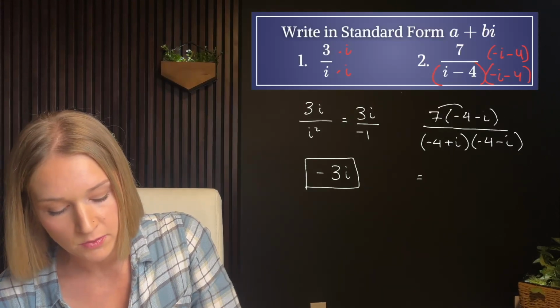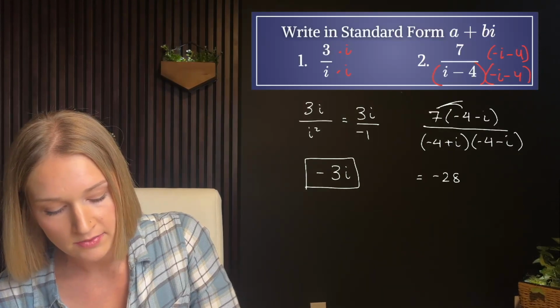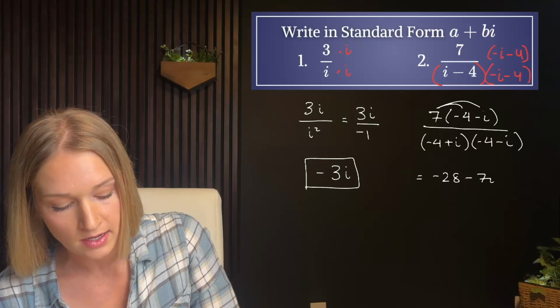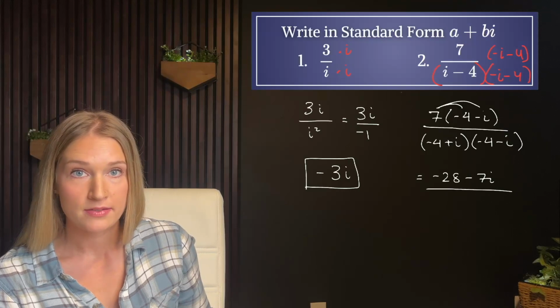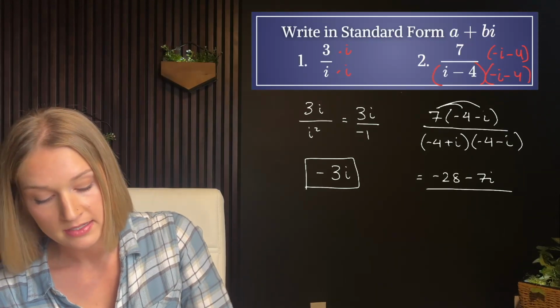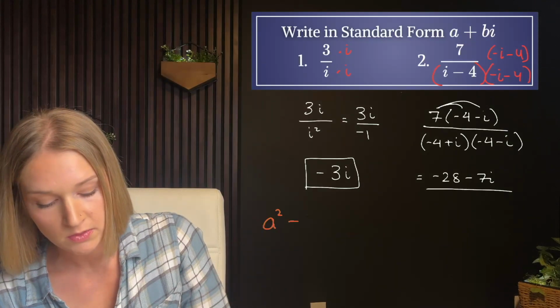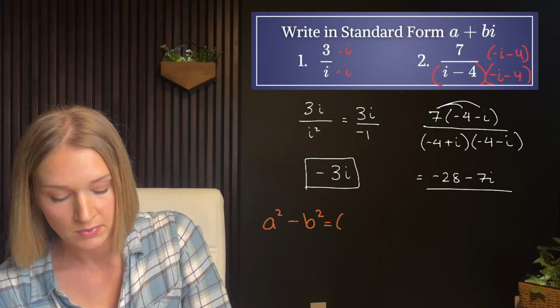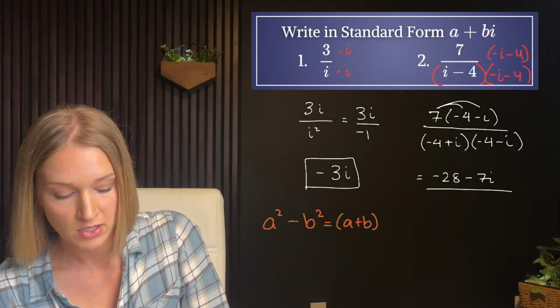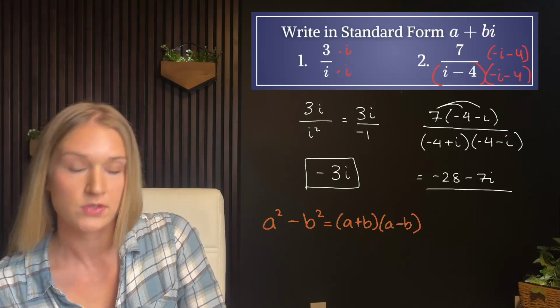7 times -4 is -28. 7 times -i is -7i. In the denominator, you might recognize the difference of squares. The difference of squares says if you have two perfect squares and you're subtracting them, then we just take the bases and we add them and we subtract them. And that will give you your factored form.